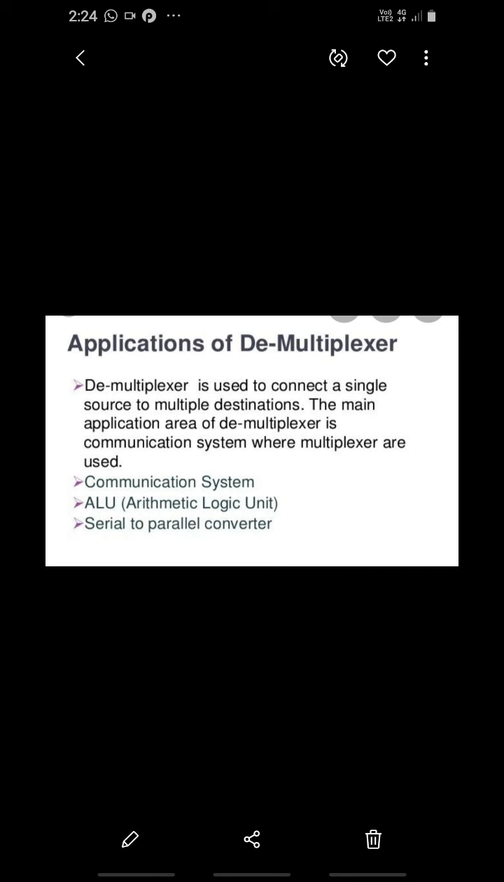And demultiplexers are widely used in different applications. They are mainly used in communication systems, the ALU (arithmetic logic unit), which is the heart of the computer, and in serial to parallel converters.